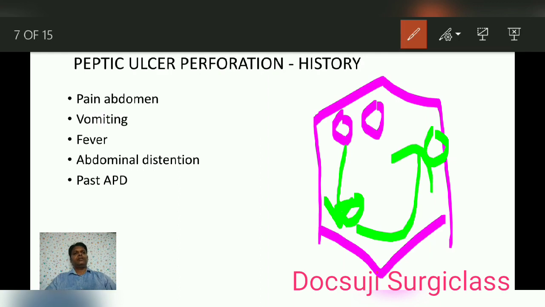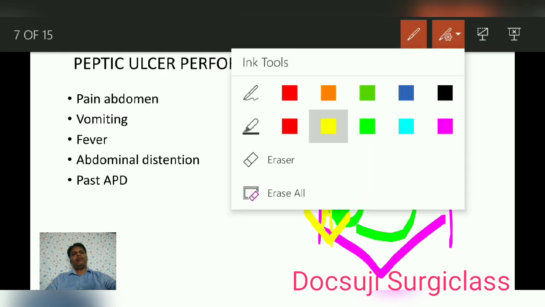So what is the reason? Because of the perforation, all the fluid from the right hypochondrial and epigastric region travels through the right paracolic gutter and reaches the right iliac fossa, and then it spreads to all the compartments. So that causes peritonitis. This is the first symptom, that is, pain abdomen.